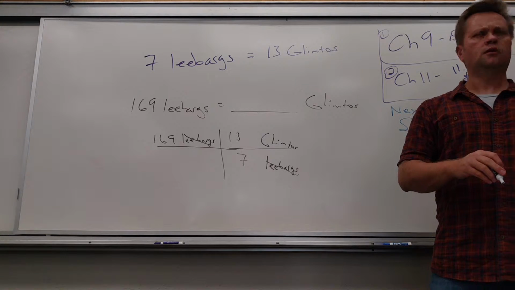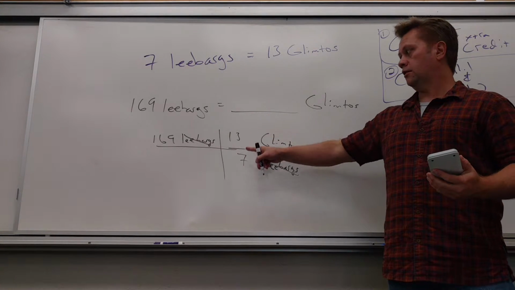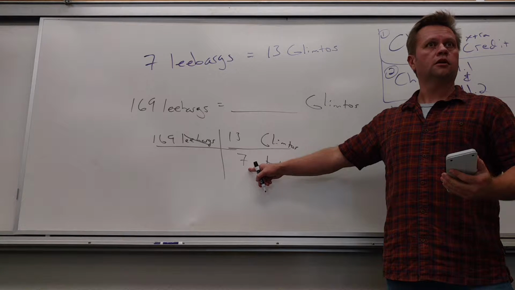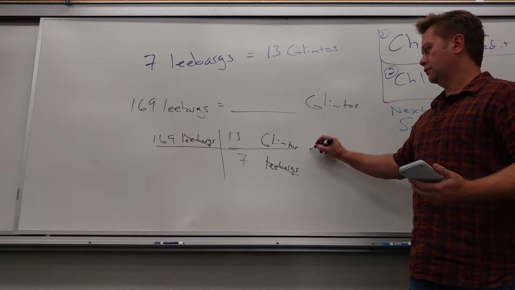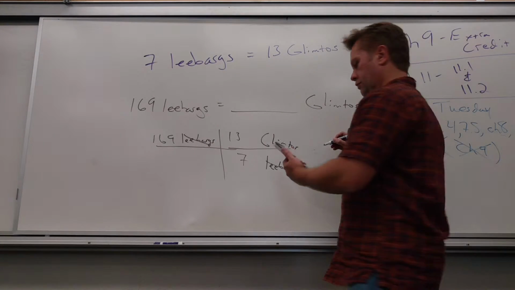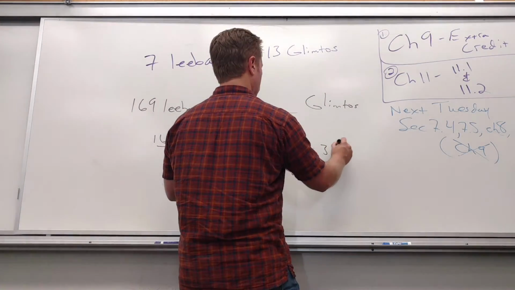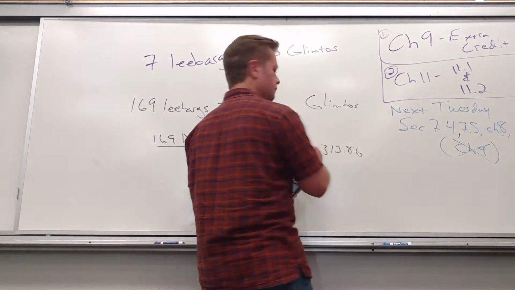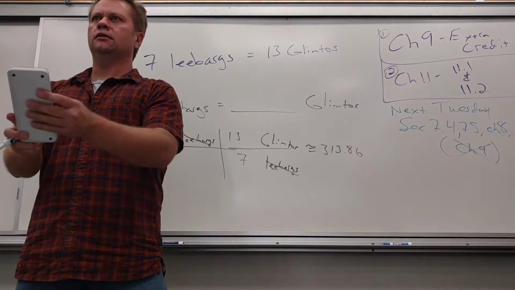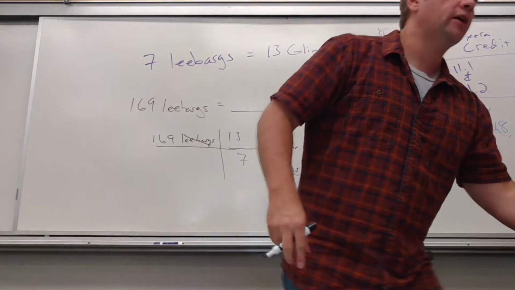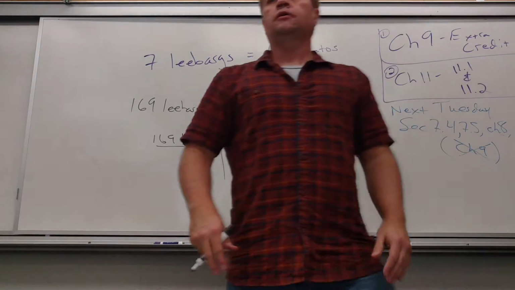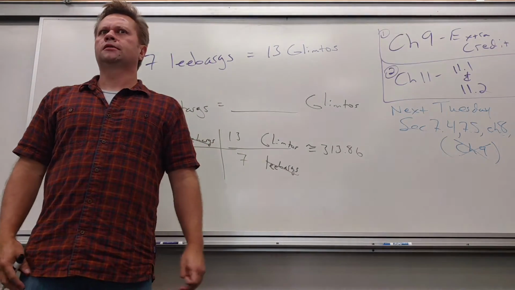No. If you multiply 169 by 13, which is 2,197, and then divide by 7. And I said 312, and it's actually 313.86 roughly. It's pretty good for a guy that was just talking about alien currency. It's pretty good. All right.